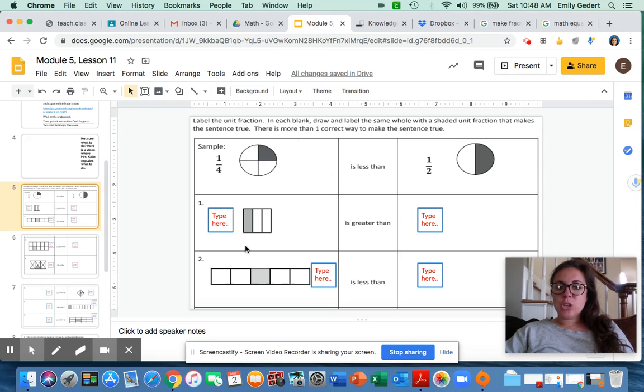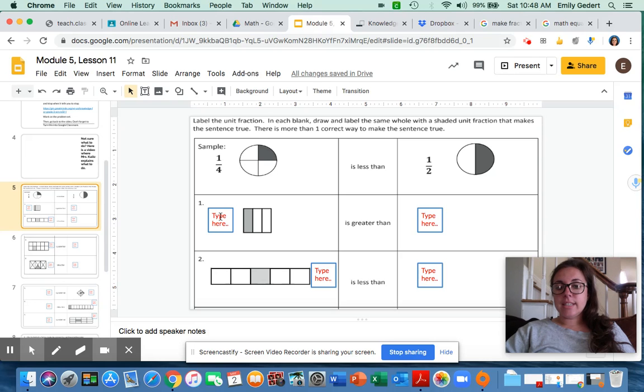So numbers 1, 2, 3, 4, 5, 6, and 7 are all kind of the same idea. They did include a sample for you, and then I'm going to do number 1 with you right now. So the first thing you need to do is label the unit fraction. Remember, the unit fraction is a fraction with the 1 over. The 1 on top is the numerator.